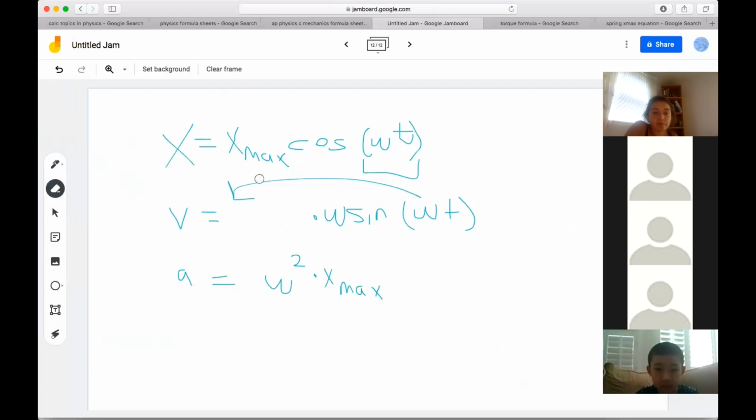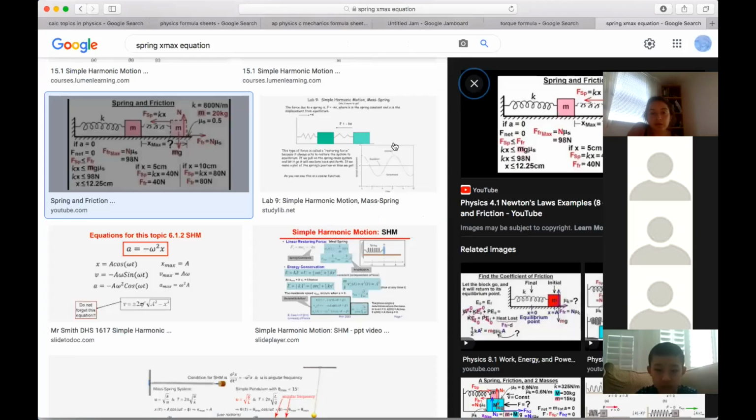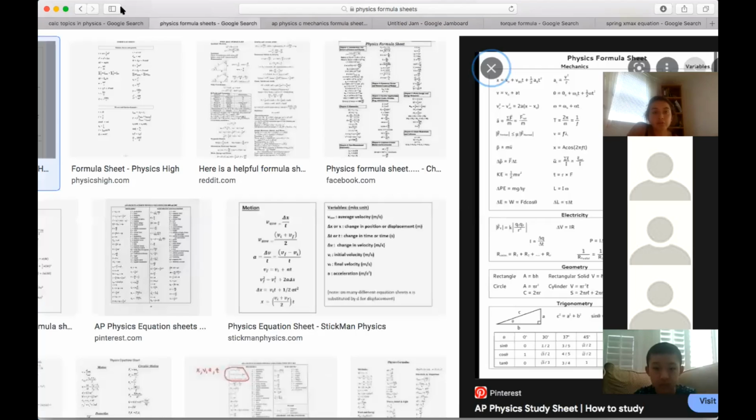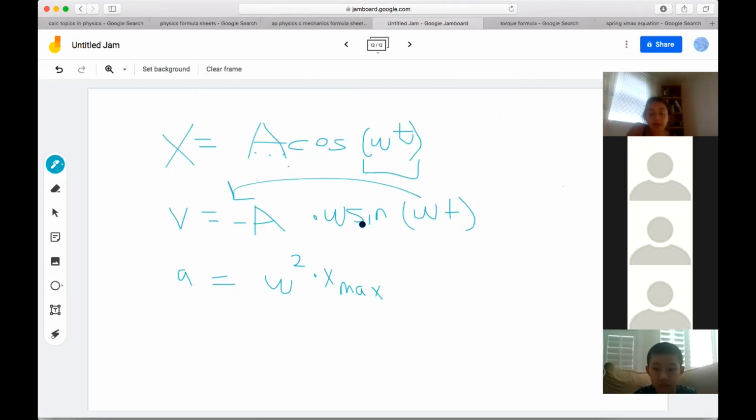So it's still x max, it's just that we're using A because it's easier to use. So A, and then we have negative A W sine W T. And then if we go backwards again to the cosine, we know the derivative of sine is cosine. So we're going to have to write cosine there.